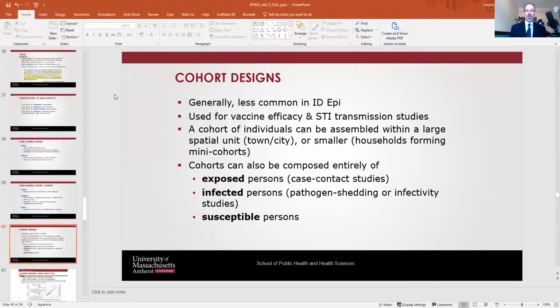Cohorts of individuals can be assembled within large spatial units, town, city, or country, or smaller households forming mini cohorts. Cohorts can be composed entirely of exposed persons, case contact studies, infected persons, pathogen shedding or infectivity studies, or simply susceptible persons, watching to see if they become exposed at some point. Cohort studies are great, but they're expensive. As we said last time, they take time.